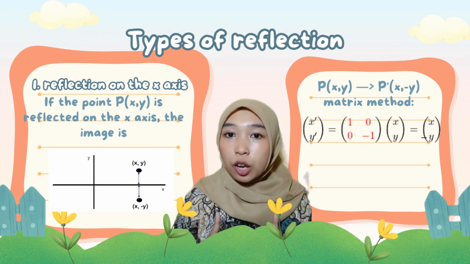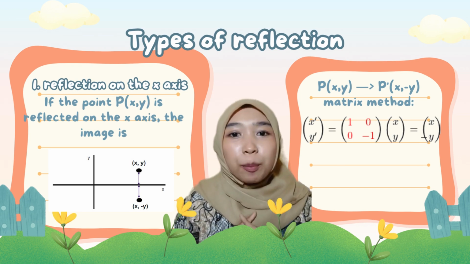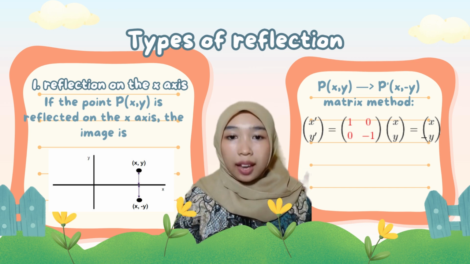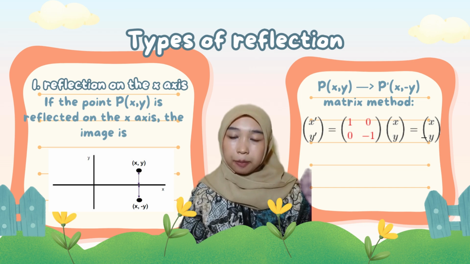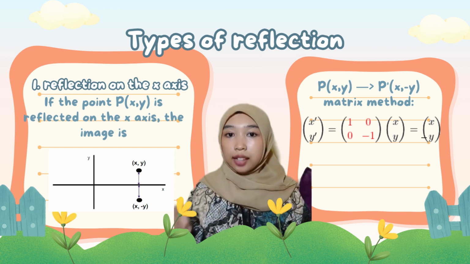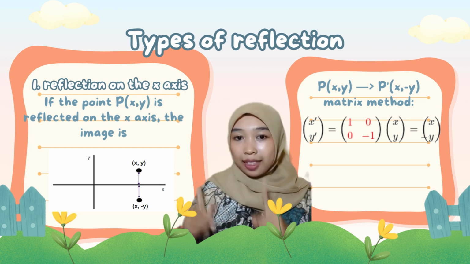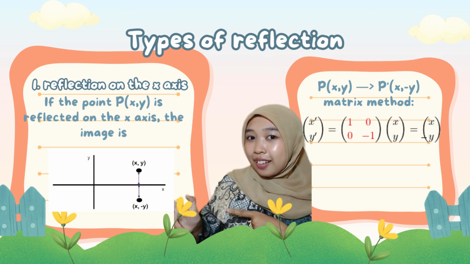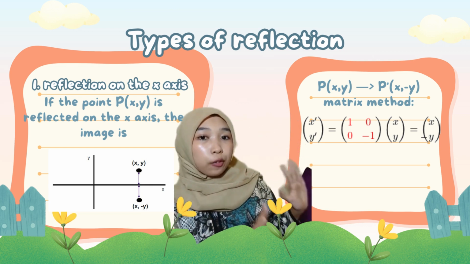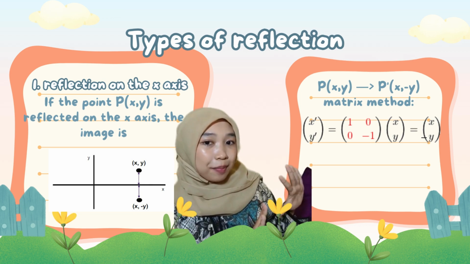First is reflection on the x-axis. When a point is reflected across the x-axis, the x-coordinate remains the same, but the y-coordinate is transformed into its opposite sign. The image is like this, and this is the transformation matrix for reflection on the x-axis.